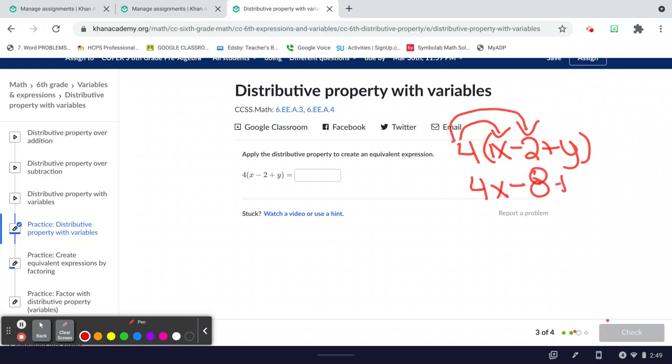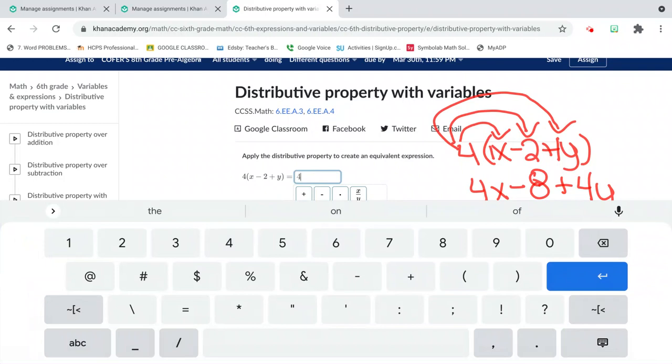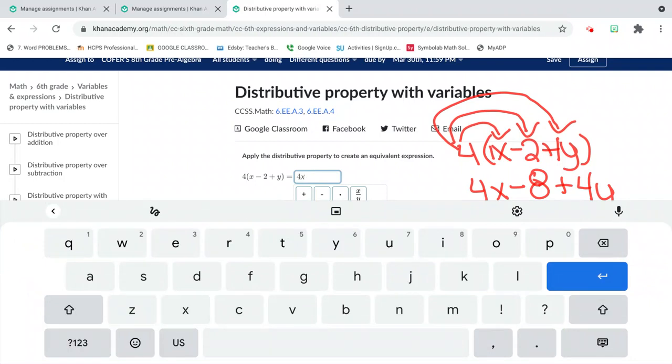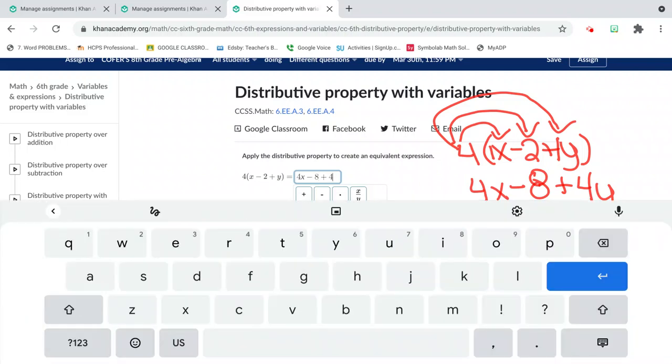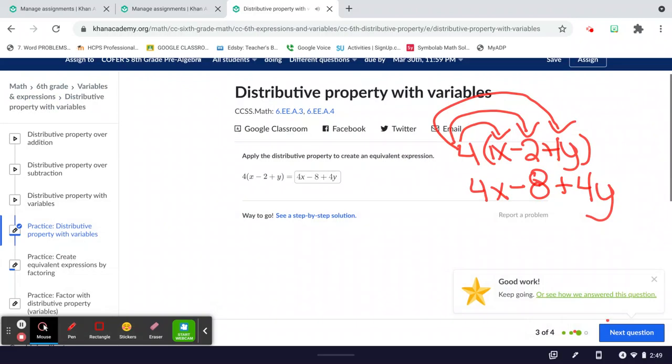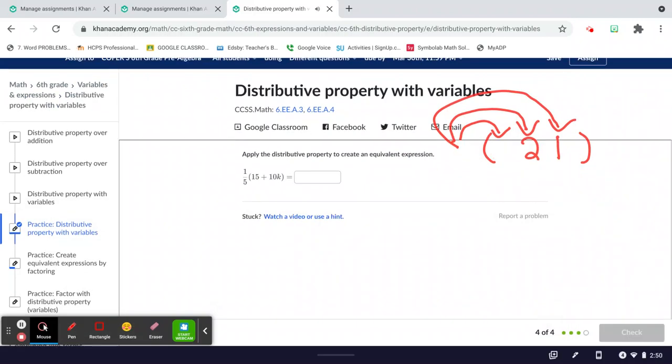I bring down my plus sign. If there's no number in front of my variable, I put an imaginary 1. 4 times 1 is 4, and I bring down my y. So I know my answer is 4x minus 8 plus 4y. Last one. Let's clear this thing off.